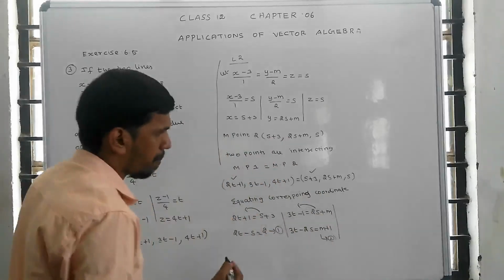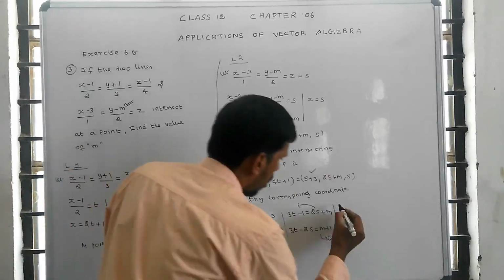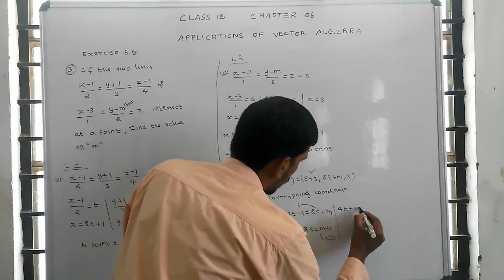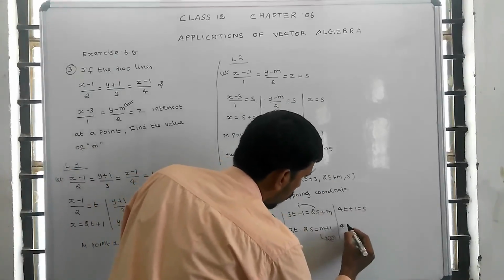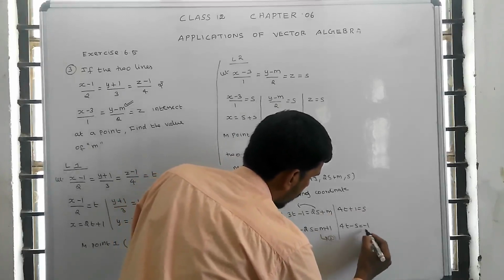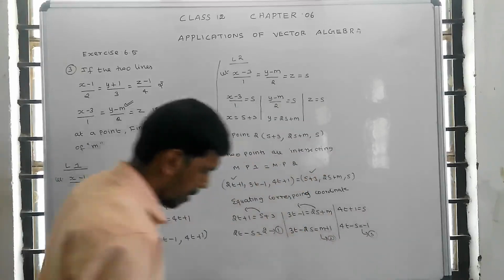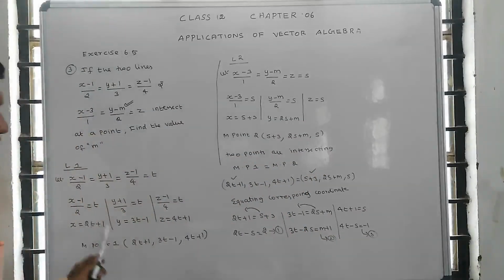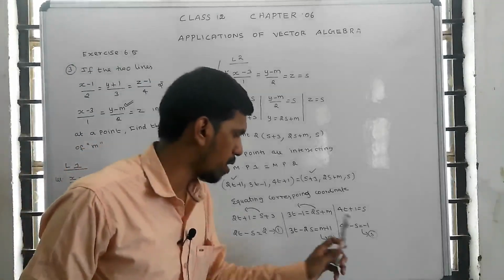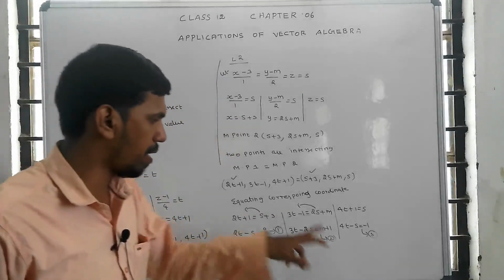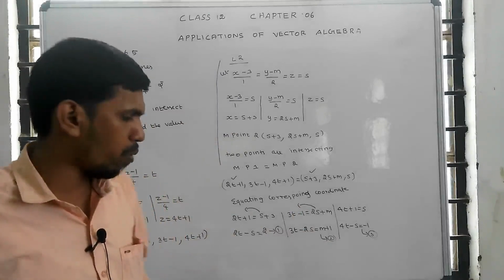And equation number 3: 4t plus 1 equal to s, so 4t minus s equal to minus 1. This is equation number 3. We can find the values of t and s from the first and third equations, and then use them to find m.